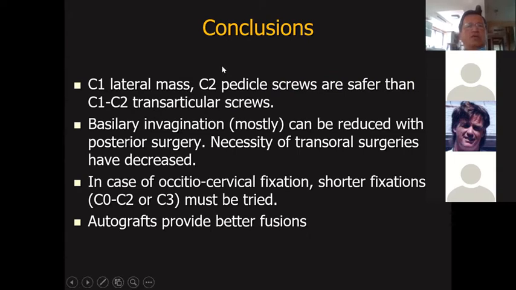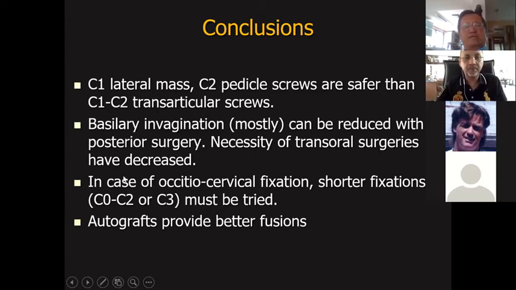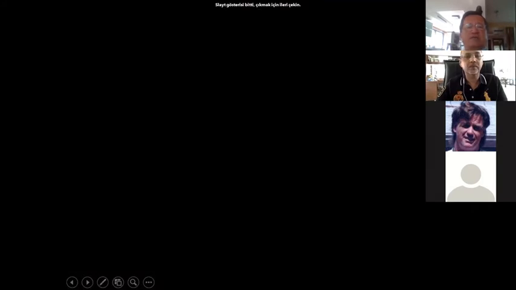So, in conclusion, C1 lateral mass, C2 pedicle screws are safer than C1, C2 transarticular screws. Basilar invagination can be reduced with posterior surgery. It's not trauma, but I wanted to mention this. In case of occipitocervical fixation, shorter fixation must be tried, and autografts are better for fusions. Thank you for listening to me.